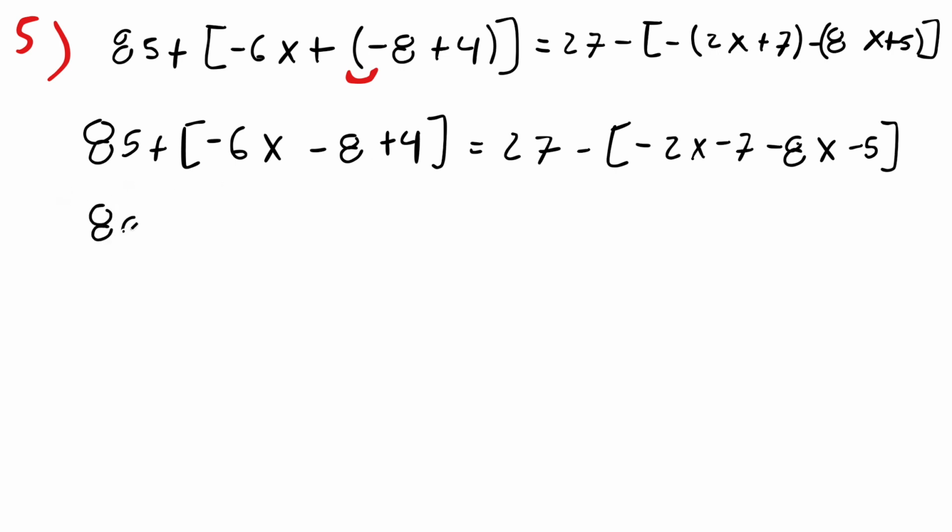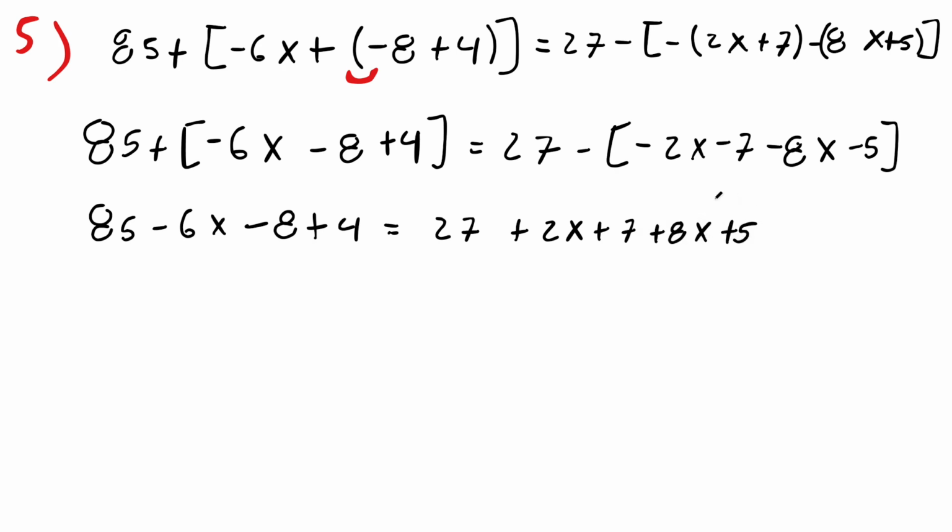So 85 minus 6x minus 8 plus 4 would be equal to 27 plus 2x plus 7 plus 8x and plus 5. You see that the whole bracket before was entirely negative, right? But now, since we applied another negative, it becomes entirely positive. What do we do? Well, you know the drill. It's only common terms on one side and common terms on the other.